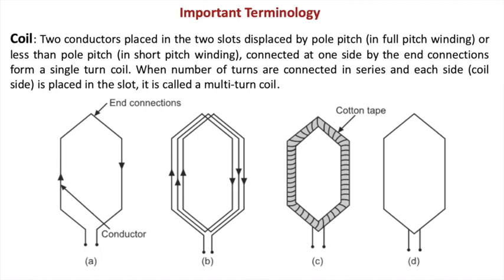Second one, it is a multi-turn coil. So it can be placed in the same slot, one over the other. Then you can make a bunch of wires and tape it together and that will form another coil. While the other coil, in D, has been shown by a single line diagram and the two ends show its end connections.